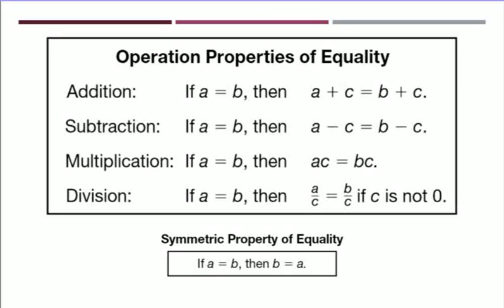Multiplication property of equality says that if two sides are equal, like A is equal to B, then I can multiply the same number on both sides. A times C is the same as B times C. The answers will still be equal. And with division, same thing. If both sides are starting off to be equal, I can divide the same number on both sides and the answers will still be equal. And then the last one, the symmetric property of equality, just says if A equals B, then B equals A. So if one side equals the other side, then you can switch it and have the other side be equal to the first side. So let's take a look at some examples.